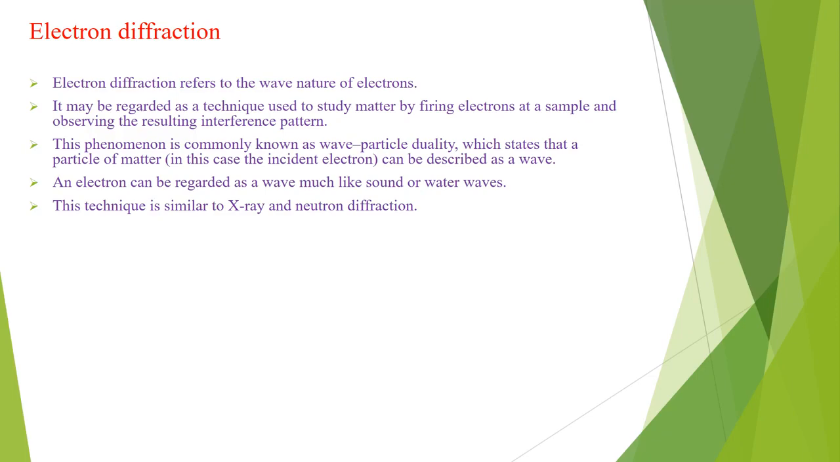Electron diffraction refers to the wave nature of electrons. It may be regarded as the technique used to study matter by firing electrons at a sample and observing the resulting interference pattern. This phenomenon is commonly known as wave-particle duality, which states that a particle of matter, in this case the incident electron, can be described as a wave.